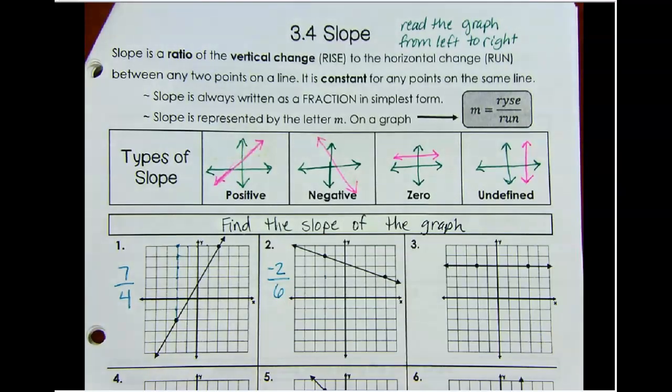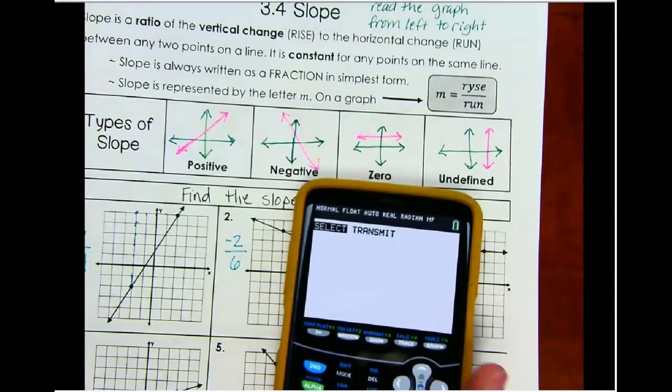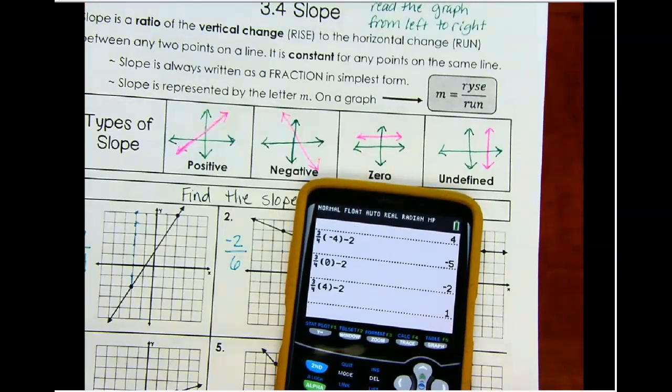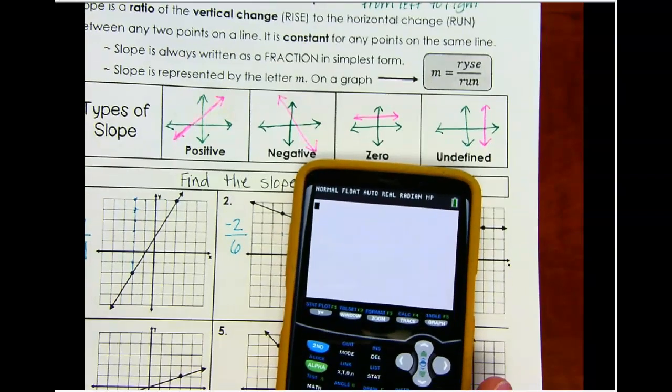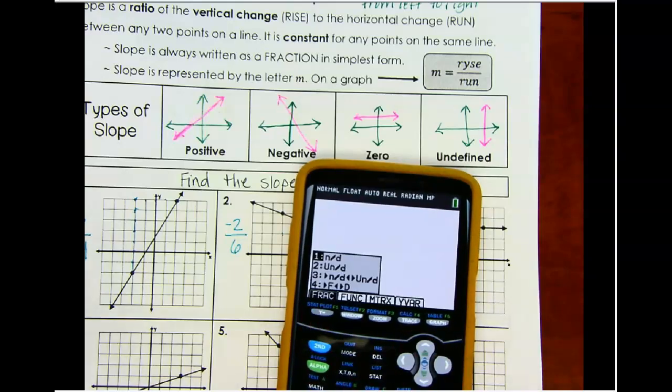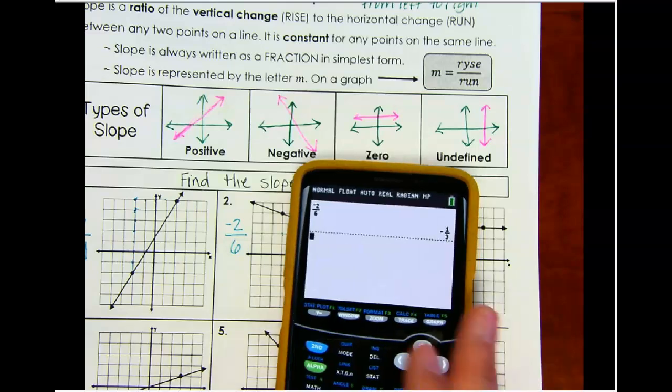And if you don't remember how to simplify fractions, that's okay because your calculator will do it for you. So I'm going to show you how to do this in your calculator so that that's not something you have to worry about. You can do this in your calculator if you have an actual calculator or in the one on the computer. So you're going to put in -2 over 6 and push enter, and you're going to get the simplified version, which is -1/3.